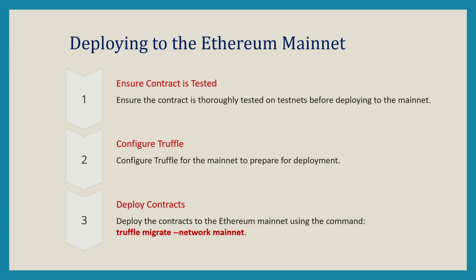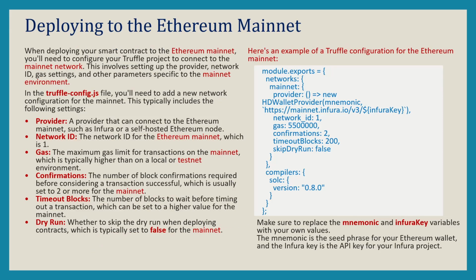Deploy it finally to the mainnet. We have done personal testing on a personal blockchain. We have tested it on the testnet. Now we need to go to the mainnet. So three steps again. First, you have to ensure the contract has been tested well. Then you configure Truffle, how you configured it for the personal blockchain and testnet, for the mainnet to prepare for deployment. And then you deploy, with truffle migrate --network mainnet. Okay, let's go through this in detail.